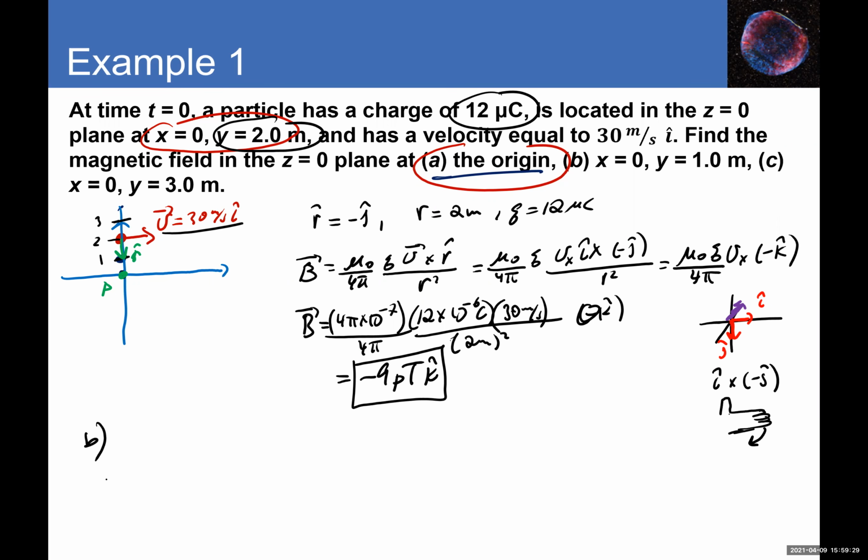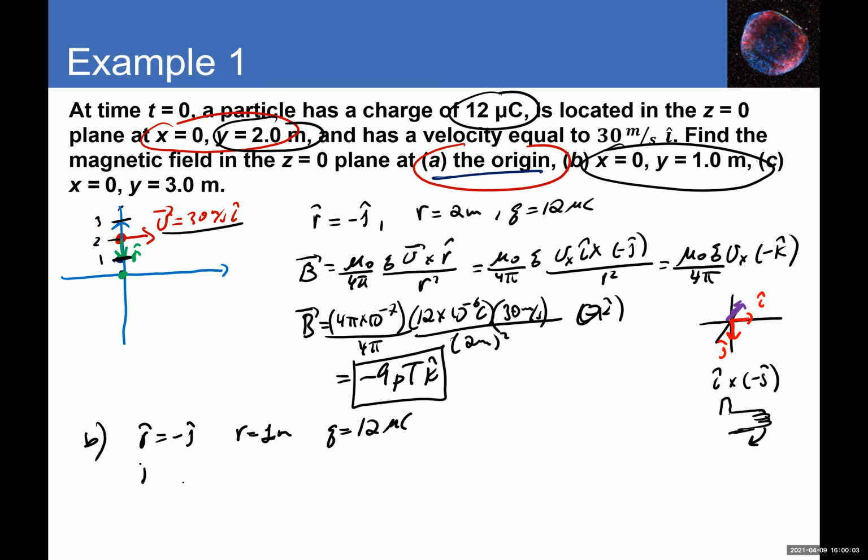All right, so for part B, the only thing that changes is this. My R hat is still negative J hat because now this is my point of interest. The only thing here is that R is now 1 meter, because the particle is at y equals 2 meters and the point of interest is y equals 1 meter. So R is just 1 meter. Everything else is basically the same, even in terms of direction.